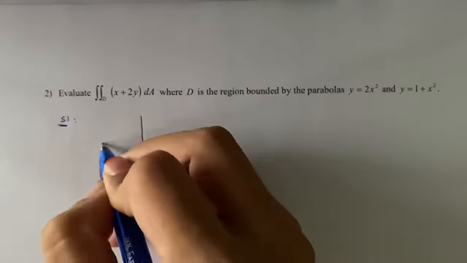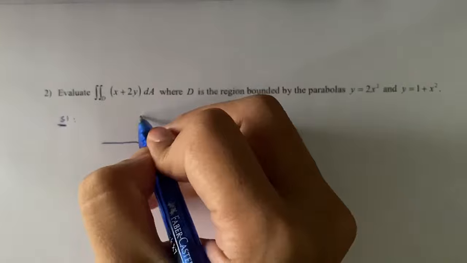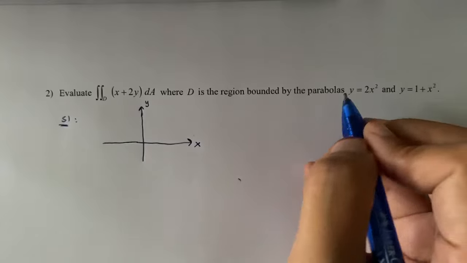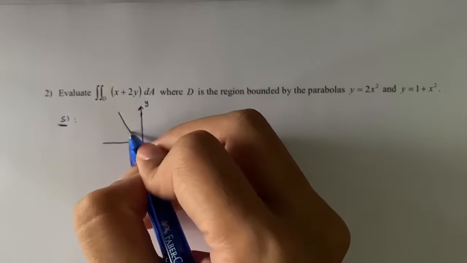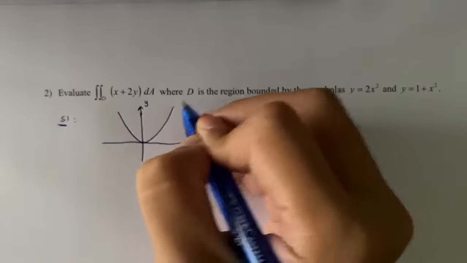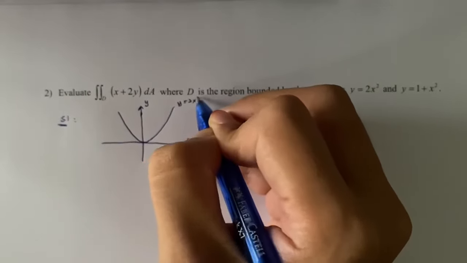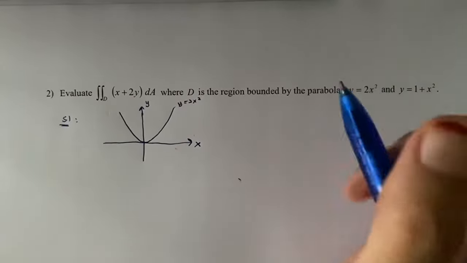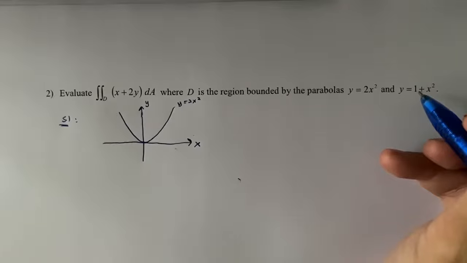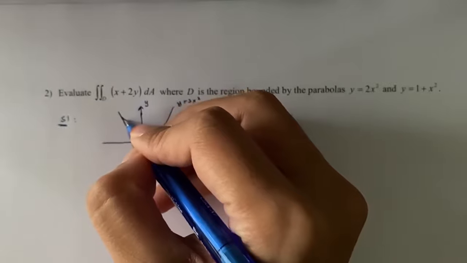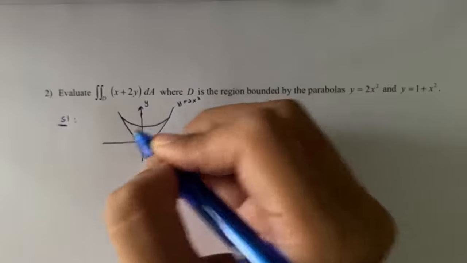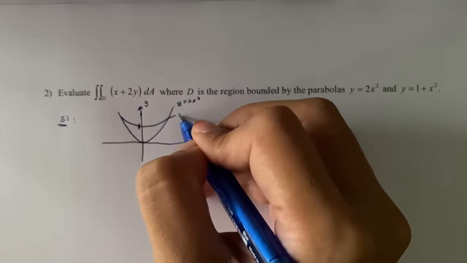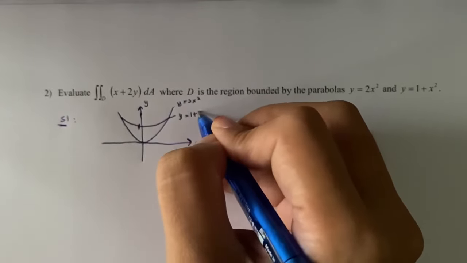Okay, so we have the x-y plane again. So this is y, this is x. So y equal to 2x square is this one. Okay, so this is y equal to 2x square. And then y equal to 1 plus x square, meaning that you have intercept y equal to 1. So y equal to x square is something like this, and the intercept here is 1. So the second curve here is y equal to 1 plus x square.